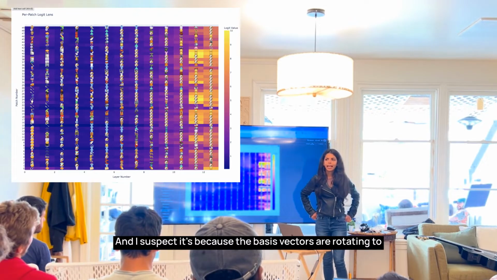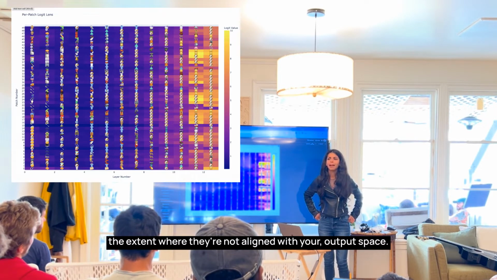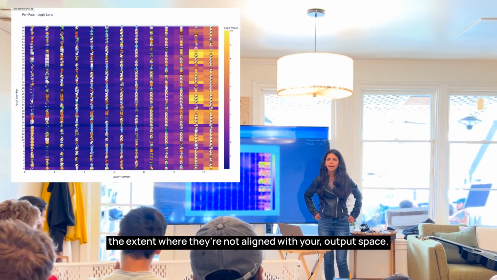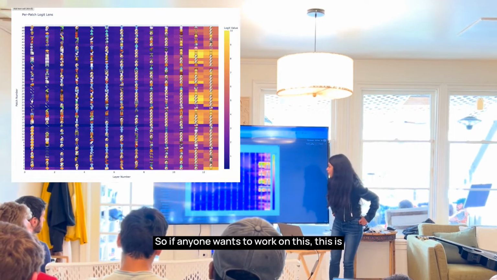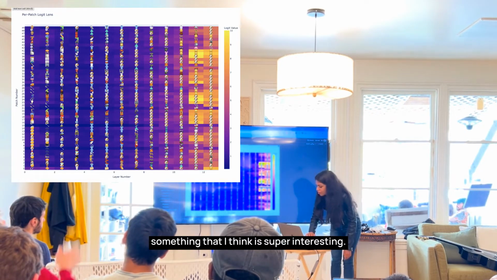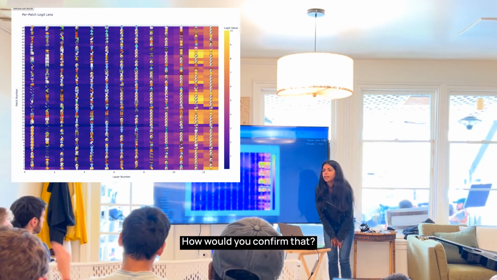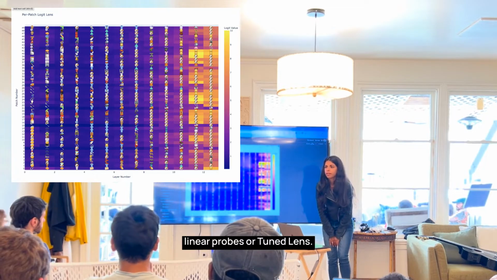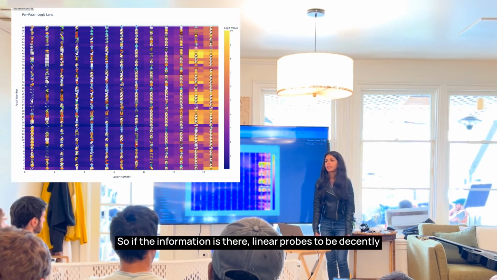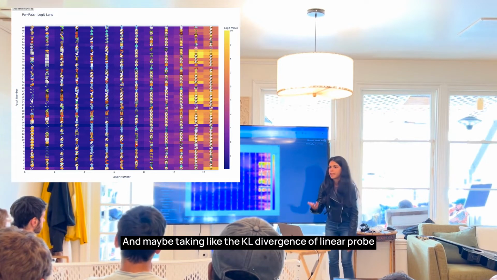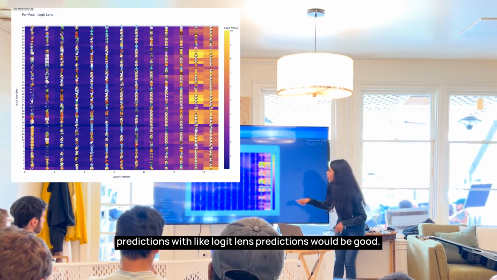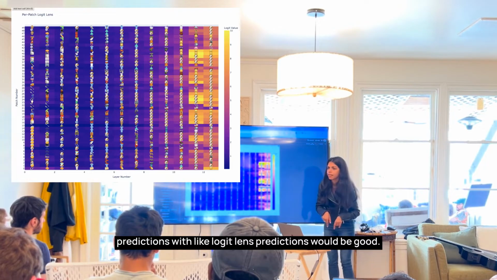And I suspect it's because the basis vectors are rotating to the extent where they're not aligned with your output space. But this is something that needs to be empirically confirmed. So if anyone wants to work on this, I think it's super interesting. How would you confirm that? Linear probes or tuned lens. If the information is there, a linear probe should be decently accurate on earlier layers instead of this nonsense. And maybe taking the KLD between linear probe predictions and Logit lens predictions would be good.